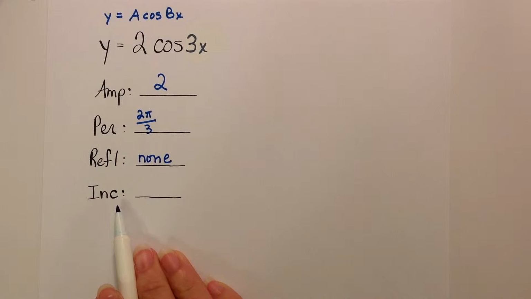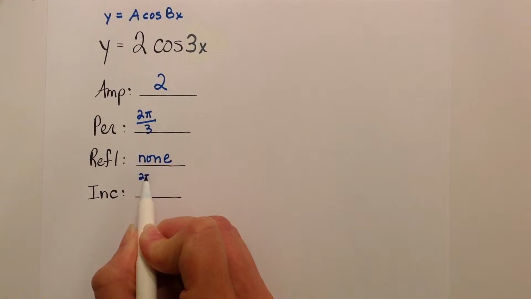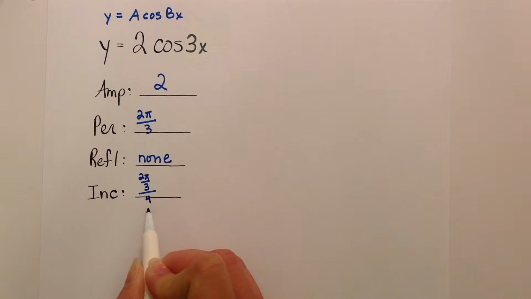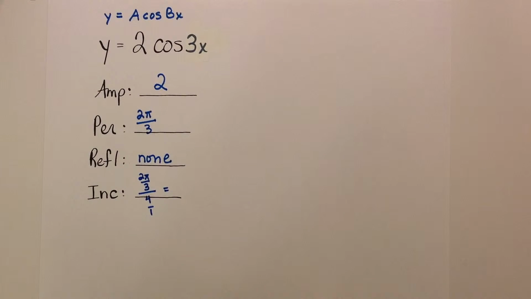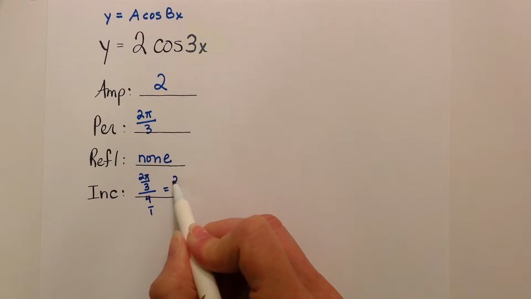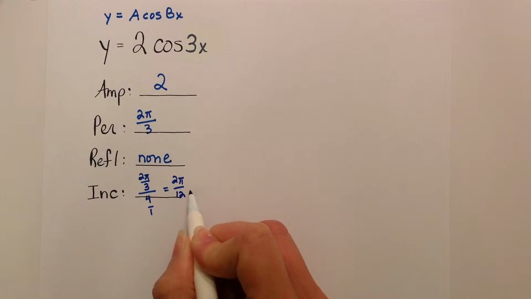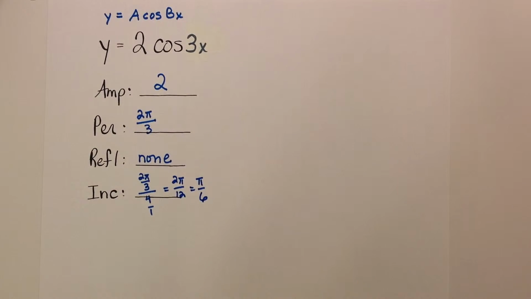Okay, now this is increment. The formula I gave you for increment was period divided by 4. My period is 2 pi divided by 3, but then I have to divide that by 4. So I'm going to put that over 1, and if you simplify that the way that we have simplified other complex fractions, you'll have 2 pi over 12, which will then reduce to be pi over 6.